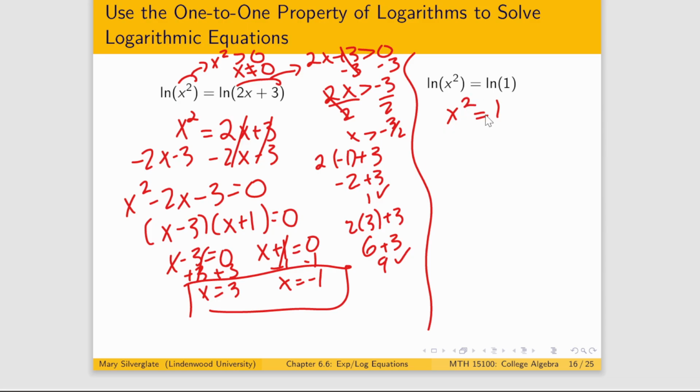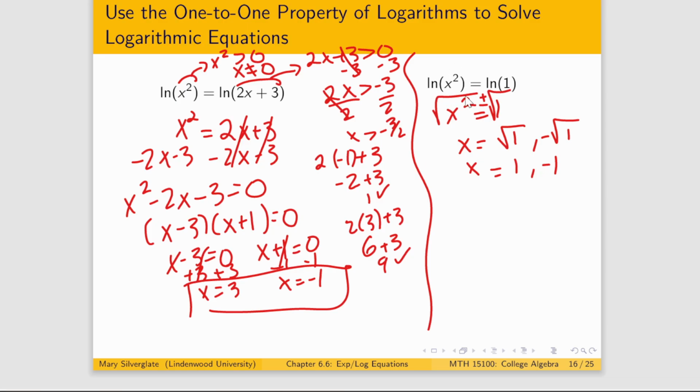Then I want to undo that square with the square root property, so I'm going to square root both sides. And when I undo with the square root property, what else do I need to remember? The plus or minus on the square root. So x could be the positive square root of 1 or the negative square root of 1. And what is the square root of 1? That is just 1. So x is either equal to positive 1 or negative 1.